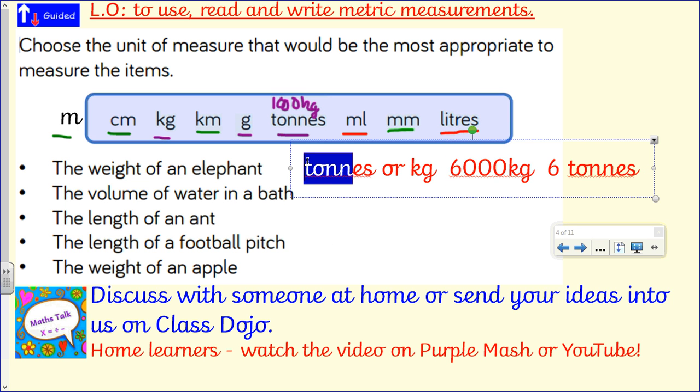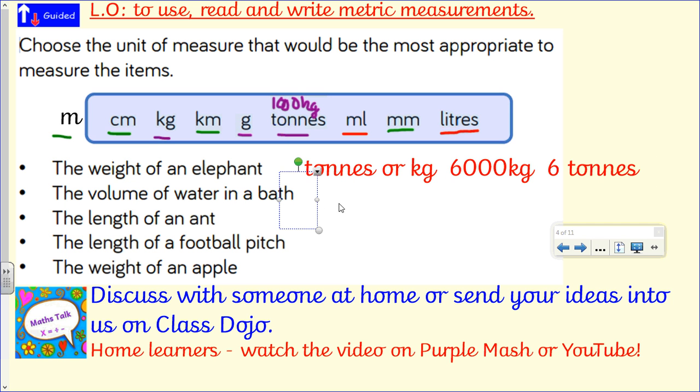Right, can I move this? No, apparently not. It's just going to have to stay there. I'll move it in a moment. The volume of water in a bath. So we've got two options for volume. We've got milliliters or liters. And now we're going to have to go liters. Not quite sure what the average bath would hold. It's going to be a fair few liters. You don't want to measure that in milliliters. Quite a lot of water to fill a bath.